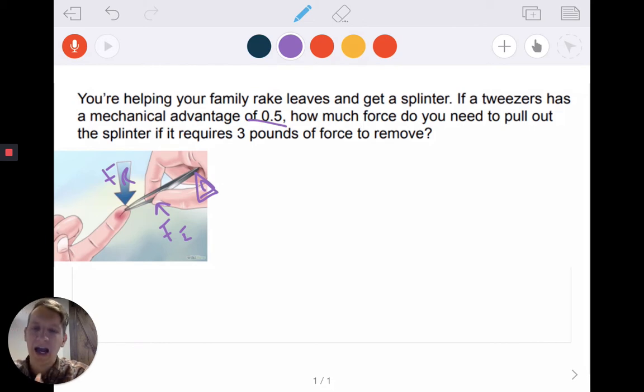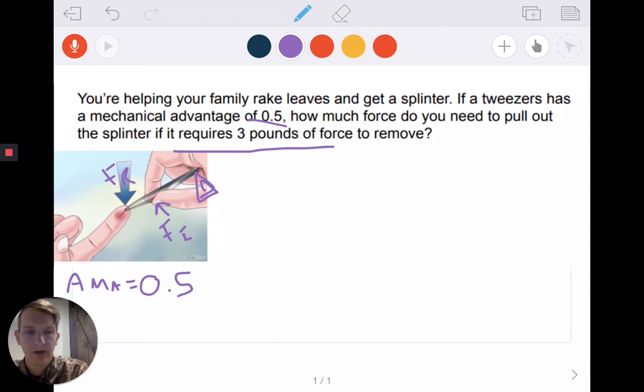Now it doesn't say actual mechanical advantage, but since this is a problem with forces, we assume it's forces. So this is an AMA problem. So I'm going to write out AMA equals 0.5. And then, it requires 3 pounds of force to remove. So this problem confused a lot of people. That is the resistance force here. And a big part of these problems is reading through them and figuring out what's going on. So that was a little tricky the way it's worded.